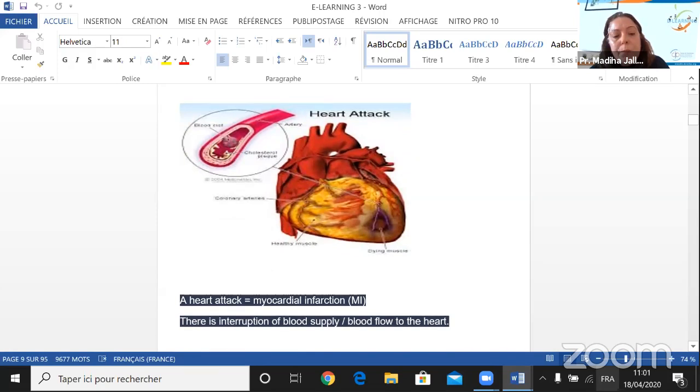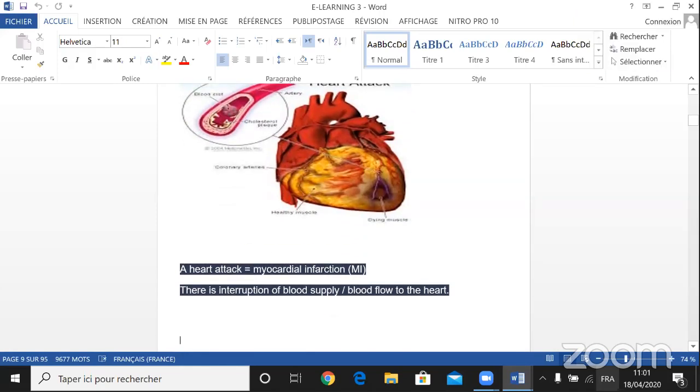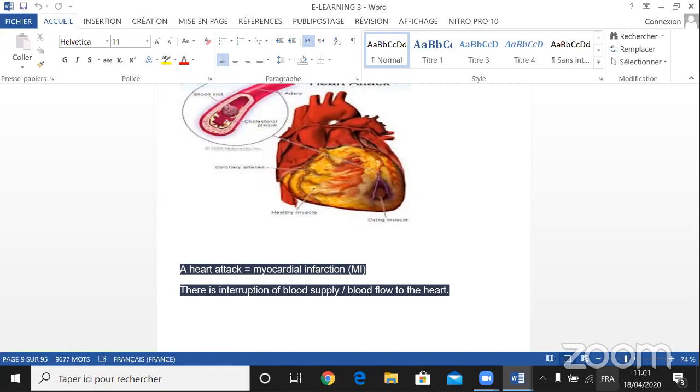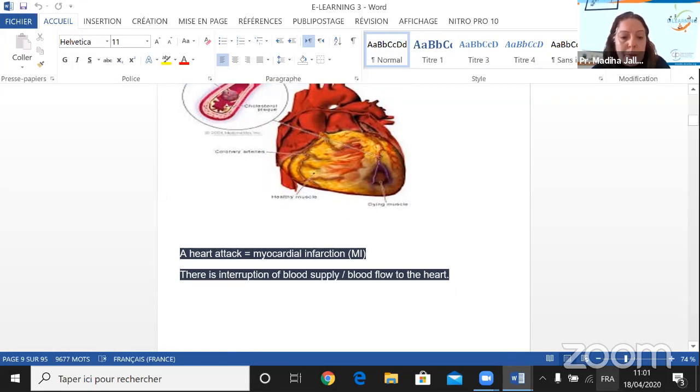It's a stroke. No, the stroke affects the brain. Let's read there. The word is, I give you the word. It's a myocardial infarction. Good. Myocardial infarction, or MI, which means a heart attack. So here there is interruption of blood supply or blood flow to the heart.